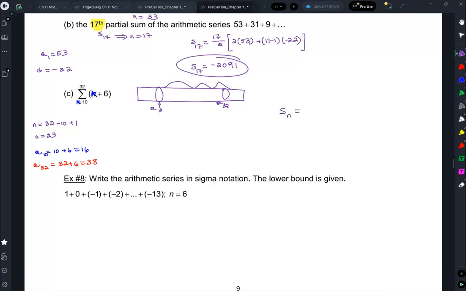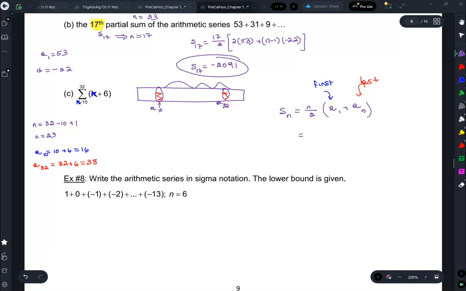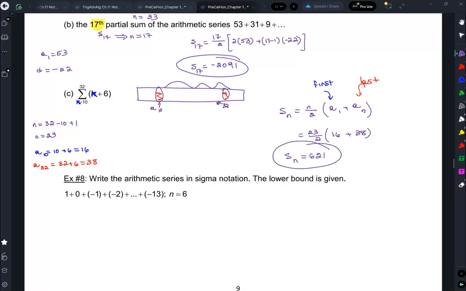S sub n, the official formula, is n over 2 times a1 plus an. n we got was 23. This one, though, is the first term you're adding. This one is the last term you're adding, just like here. So now this is going to be 23 over 2, the first one plus the last one, and that will be 621.